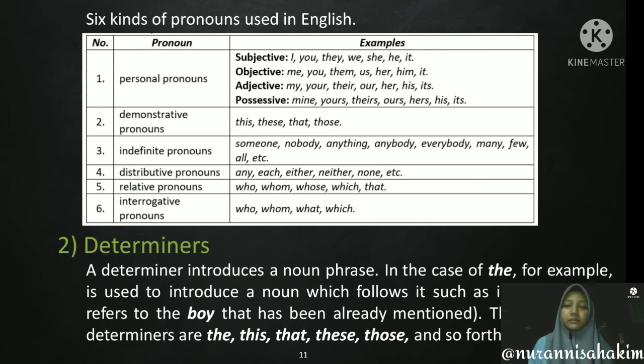A determiner introduces a noun phrase. In the case of "the", for example, it is used to introduce a noun which follows it, such as in the words "the boy". "The" refers to the boy that has already been mentioned. The examples of determiners are the, this, that, these, those, and so forth.